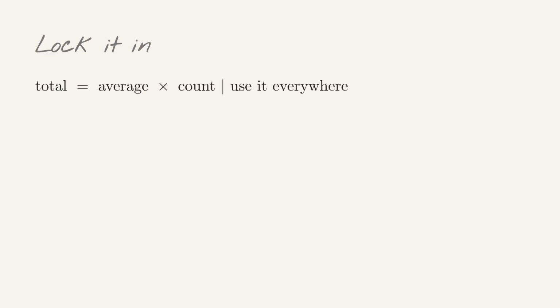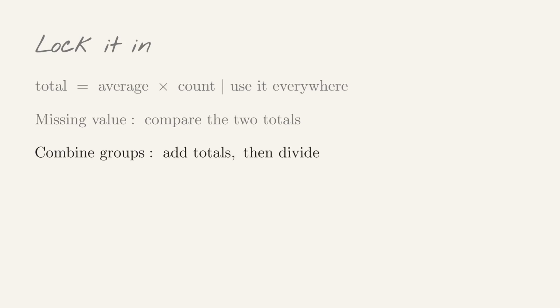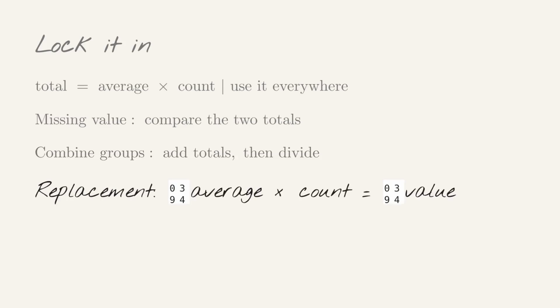Total equals average times count. Missing value, compare totals. Combining groups, add totals, then divide. Replacement, multiply the change in average by the count. Convert to totals first, and averages stops being a topic and becomes a reflex.